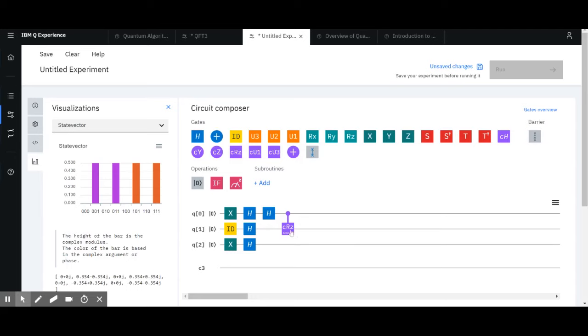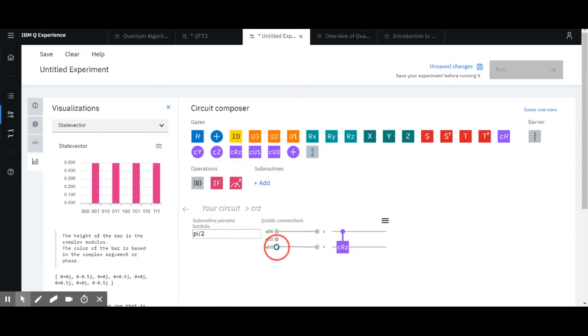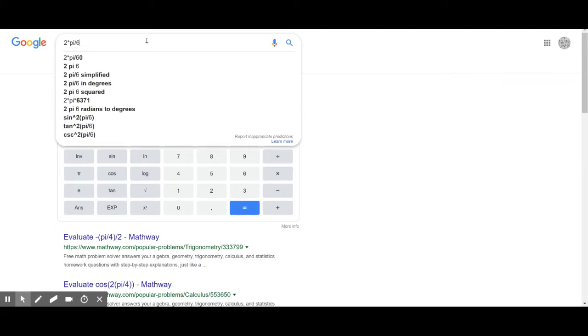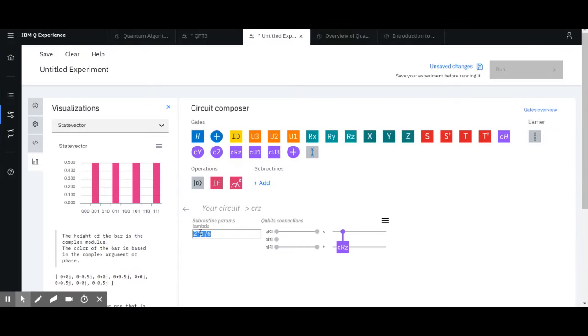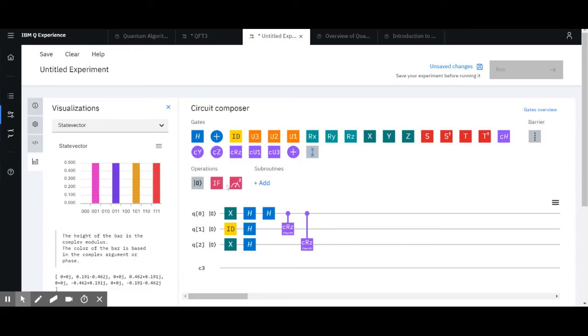Okay, and then there's another control one here. So this is this, and now it's the same, but it's not 4, it's 6, correct? Am I right? No, it's 8, of course. Stupid. So it's 8. Okay, and then we basically have another Hadamard, and then we do the control rotation here with the same parameter like this one. And then we do another Hadamard.